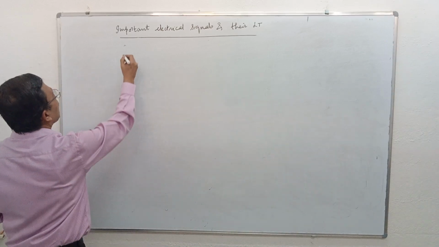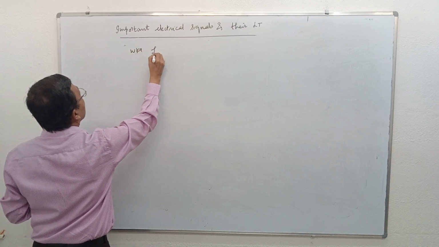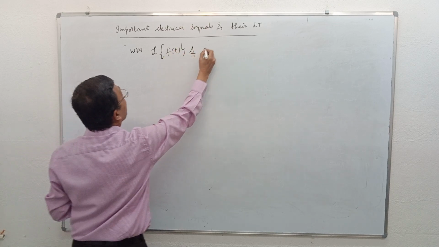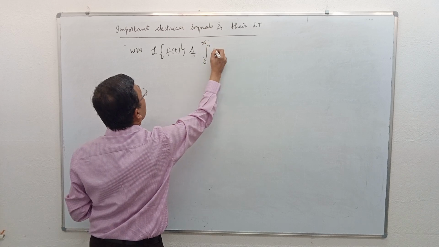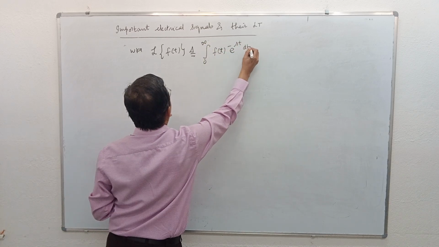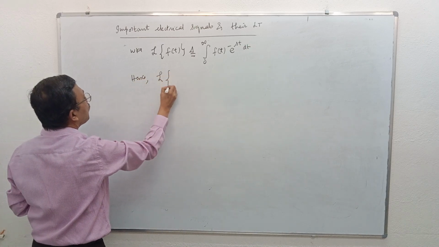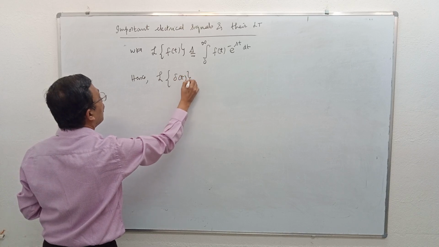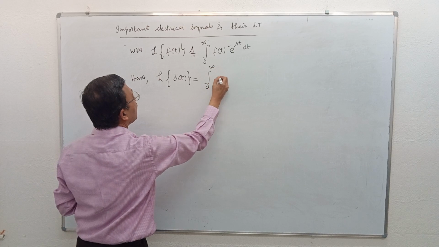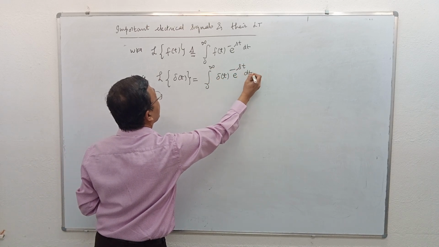We know that the Laplace transform of f of t, by definition, is the integration from 0 to infinity of f of t into e to the power minus st dt. Hence, the Laplace transform of the impulse function delta of t is equal to the integration from 0 to infinity of delta of t into e to the power minus st dt.